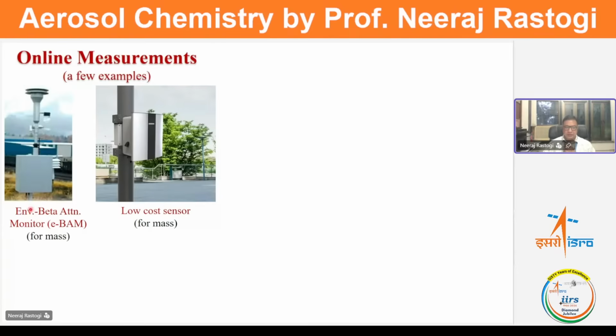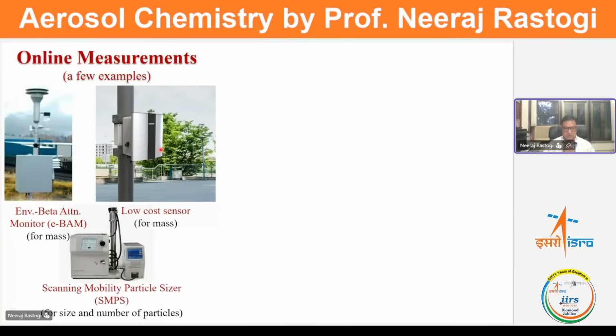So you have instruments like the environmental beta attenuation monitor, which is called EBAM, for PM mass concentration. And now these are very popular, low-cost sensors, again for mass concentration. Now if, in addition to mass, you are also interested in getting the size of the particle, then we use the scanning mobility particle sizer, which is called SMPS.